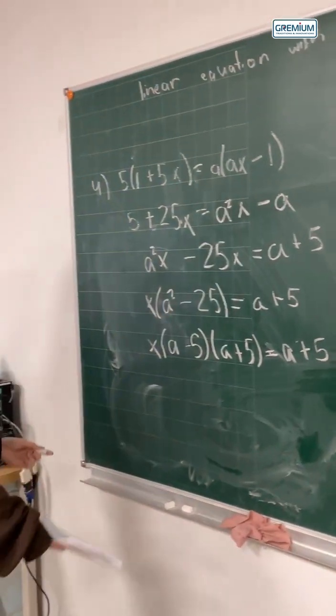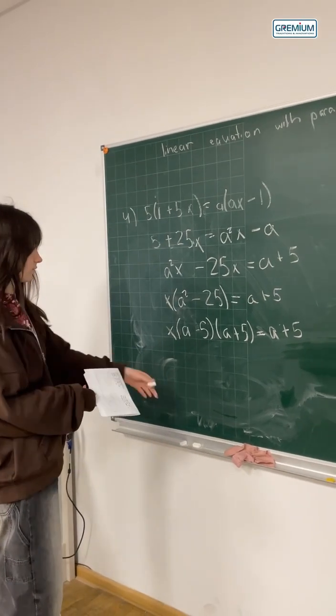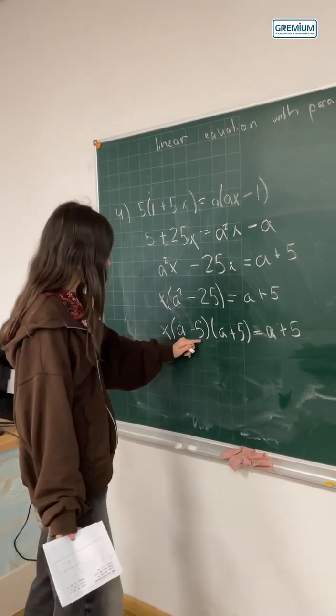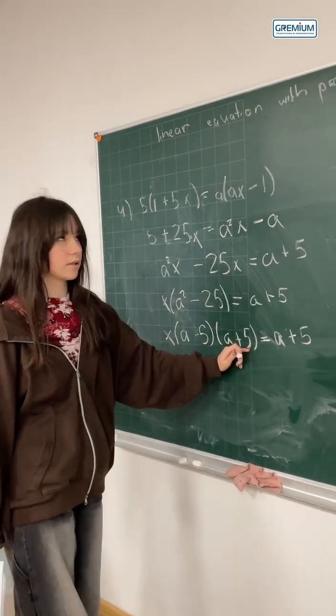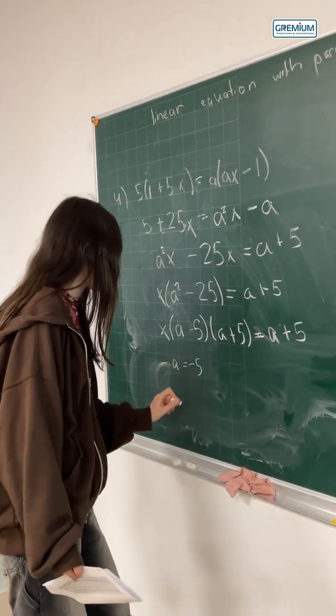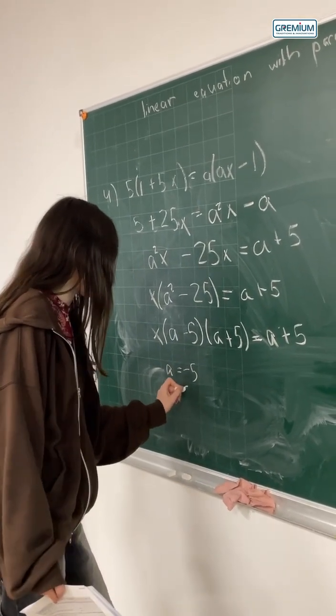And then we need to look at different options so this can work. The first one is when this equals 0, and the second one is when this equals 0. So that means that either a is going to be minus 5 or a is going to be 5.